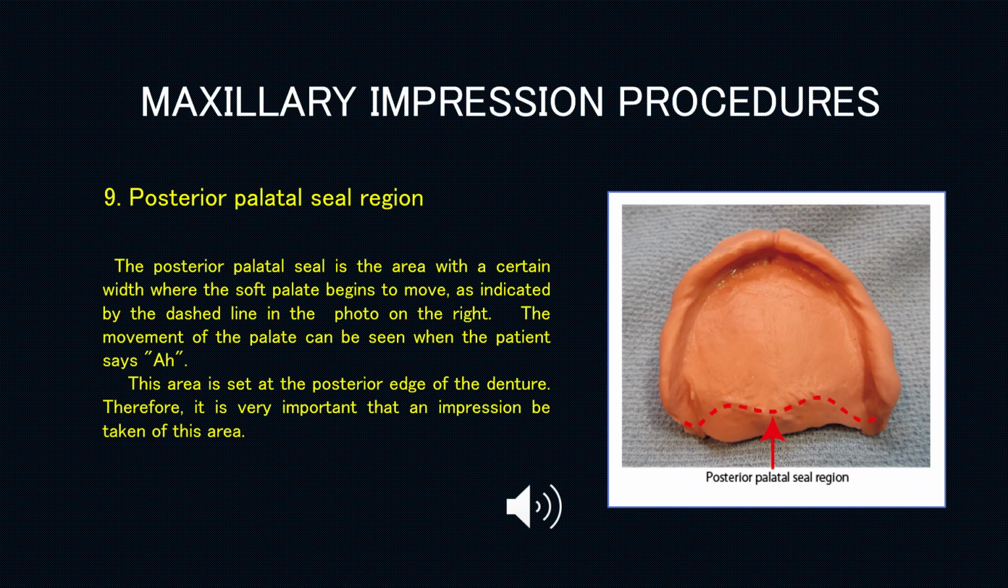Nine. Posterior palatal seal region. The posterior palatal seal is the area with a certain width where the soft palate begins to move, as indicated by the dashed line in the photo on the right. The movement of the palate can be seen when the patient says, "Ah." This area is set at the posterior edge of the denture. Therefore, it is very important that an impression be taken of this area.